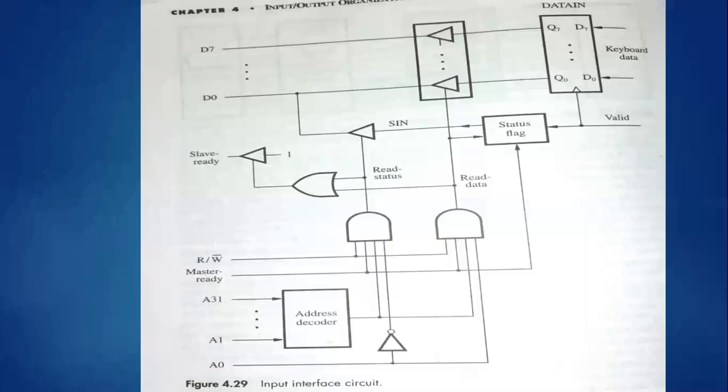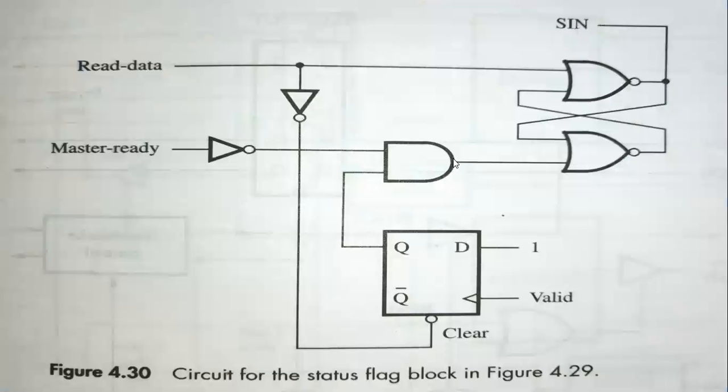Fine. But now we'll go through how this status flag will be working. This is the internal circuit for the status flag block. We call this a flip flop, and it will have a total of 3 inputs. One is clear, and one is the input from the read data, not of read.